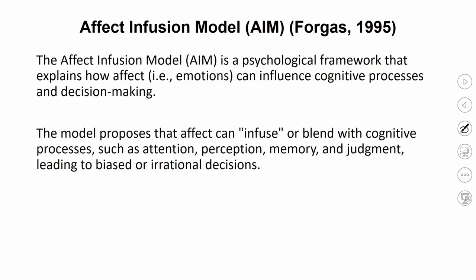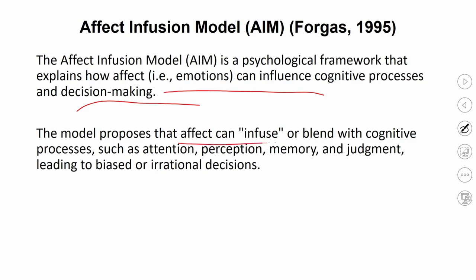Now, the last model that can explain the influence of emotion on judgment is the affect infusion model. We gave an introduction of this model in the first lecture of this module, but now we will discuss it in a little more detail. The affect infusion model, or AIM in short, is a psychological framework that explains how emotion can influence cognitive processes and decision making. All these models are in this context, but their explanations are a little different and they improve one over the other.